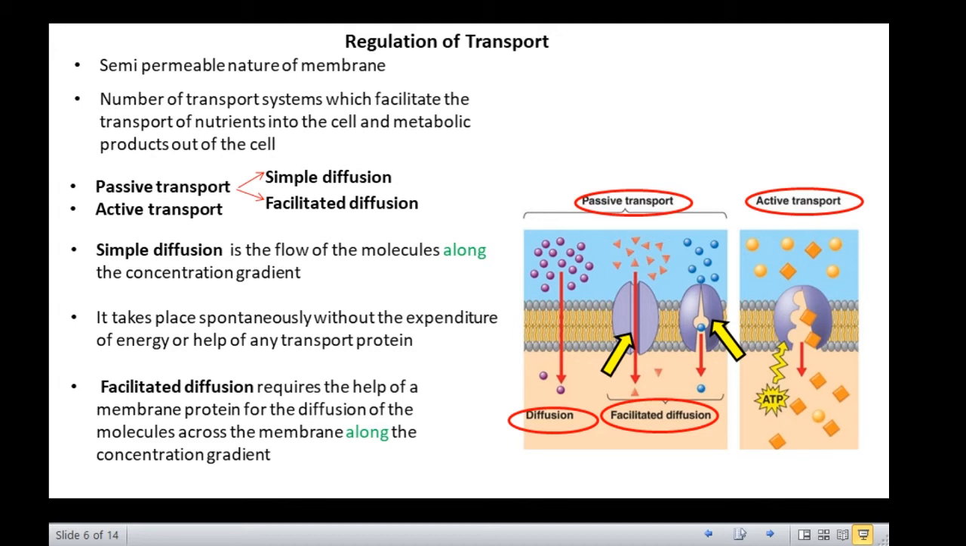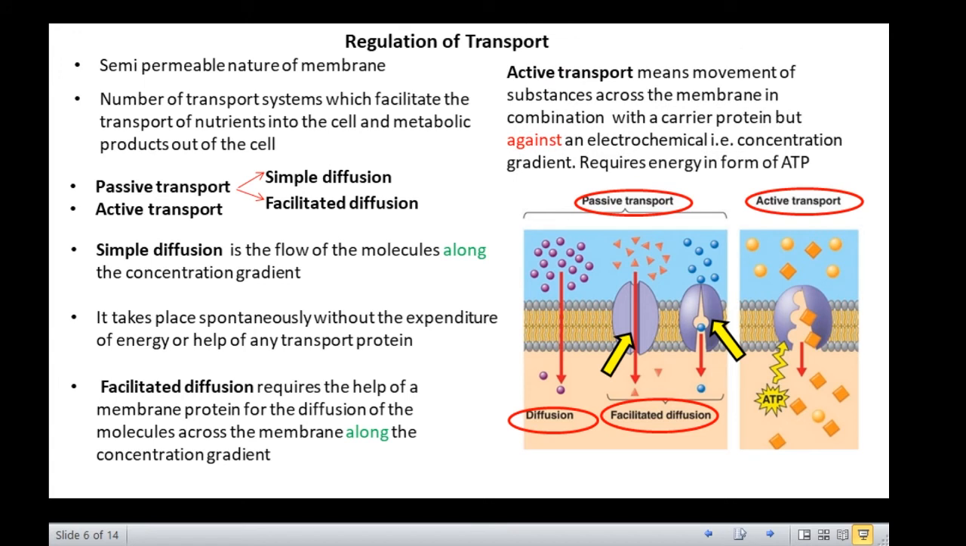However, major form of transport is active transport. Here, again, transport proteins are required. The difference as compared to that of facilitated diffusion is that the transport takes place against the concentration gradient. The other difference is that this requires expenditure of energy in the form of ATP. Transport is achieved through the ATP-powered pumps that use the energy released by hydrolysis of ATP to transport ions and various small molecules across membranes against their concentration gradient.